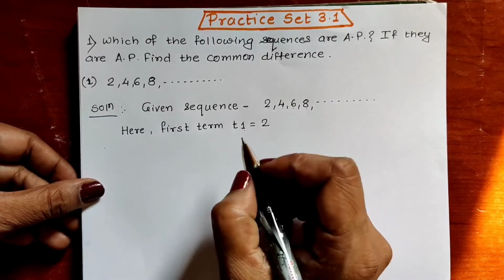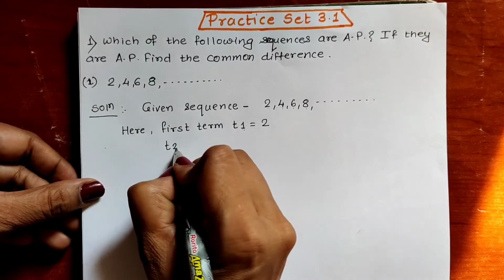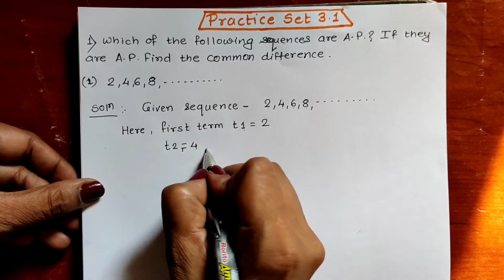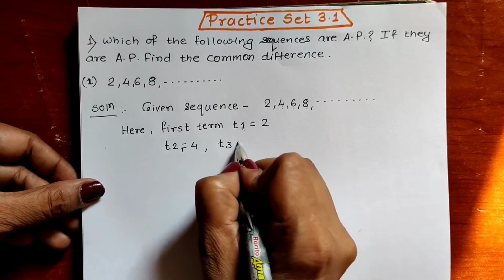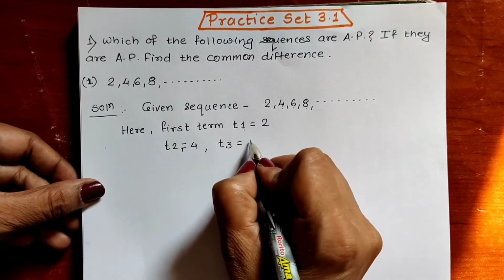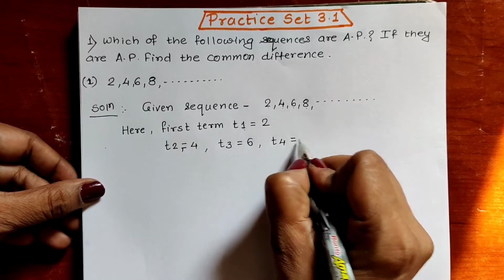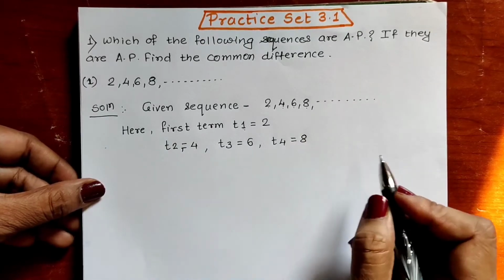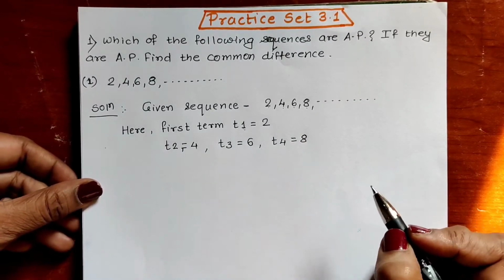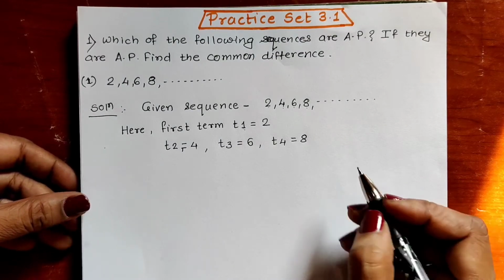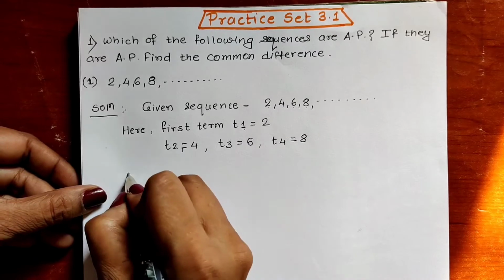First term is 2. Then second term T2 means second term is equal to 4. T3 means third term is equal to 6. And T4 means fourth term is equal to 8. So in this way, first write down the terms from the sequence. Then find out the difference between the terms. That means what we have to do?